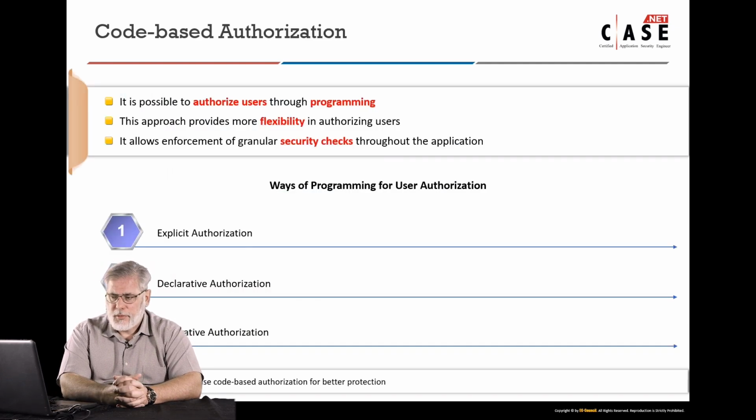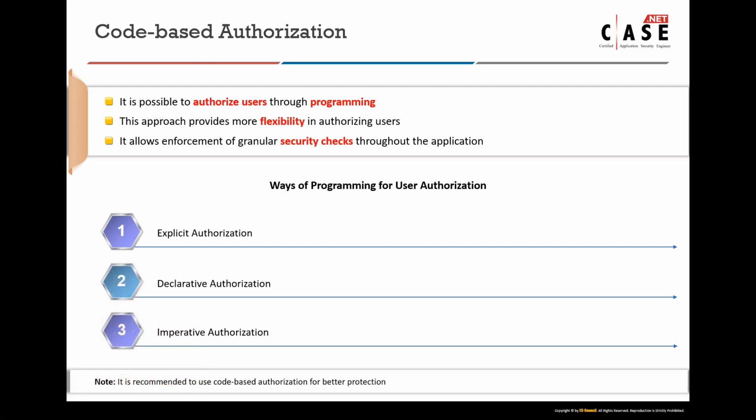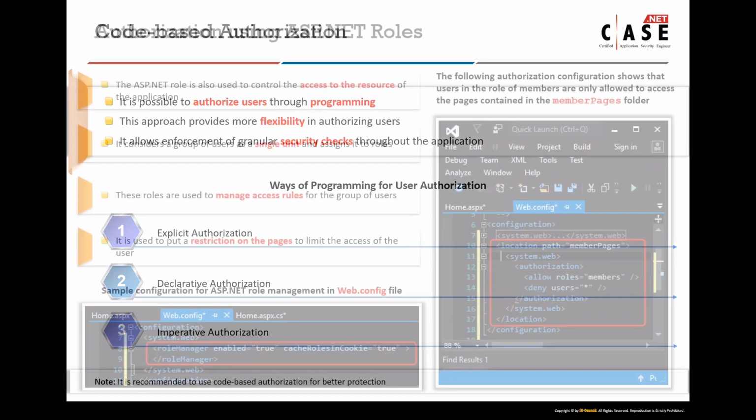Code-based authorization. You want to write code that does the authorization yourself. Now, just like code-based or customized authentication, code-based authorization is the most flexible. You control everything, but it's also the most work for the programmer because, again, you control everything. There are three ways of doing this: explicit, declarative, and imperative.